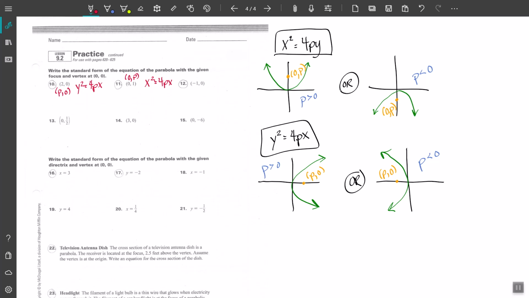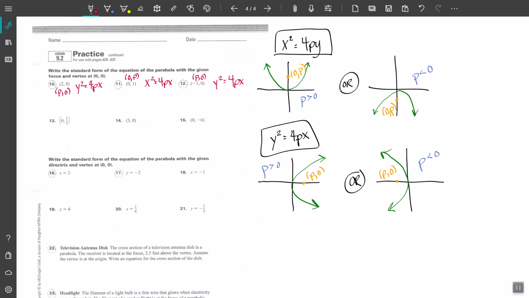And then the same thing for number 12. I can see that when they calculated p for this particular problem, it ended up being on the x-axis at -1. So that means I'm dealing with one of these two graphs down here, which means I need the y squared equation. So we've at least narrowed that down. Now we can go back and do a little more investigating, and we don't need this to actually write the standard form of the equation.